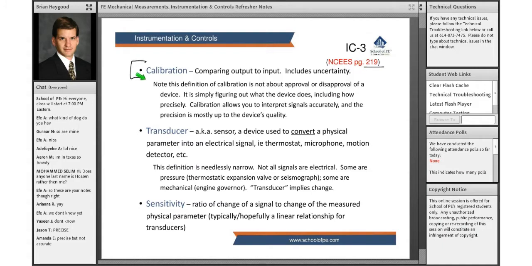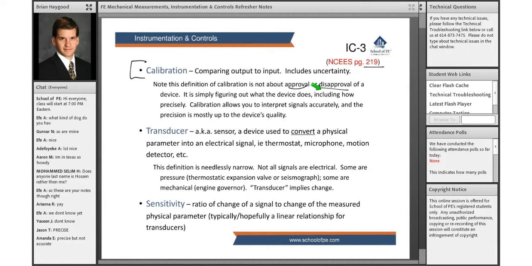This particular definition of calibration is not about approval or disapproval of a device. Sometimes we use a go, no-go gauge to see if something has been made correctly. Going back to the gun analogy, we test the gun and see, is this thing working well enough for us to sell it, or is it not? We're not talking about approval or disapproval here.